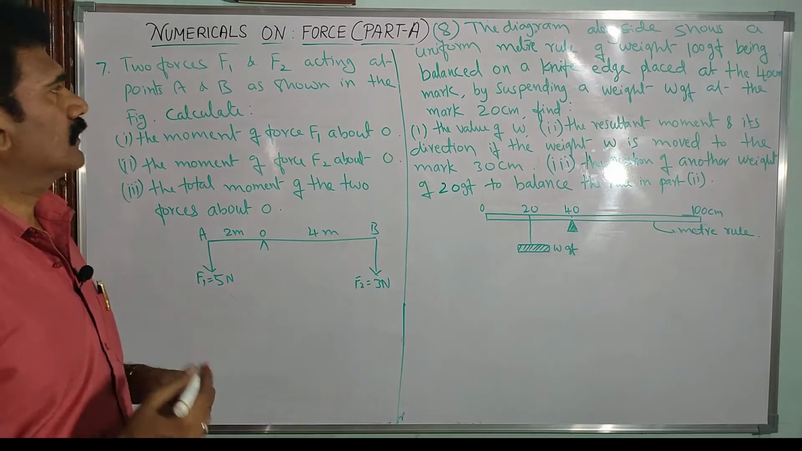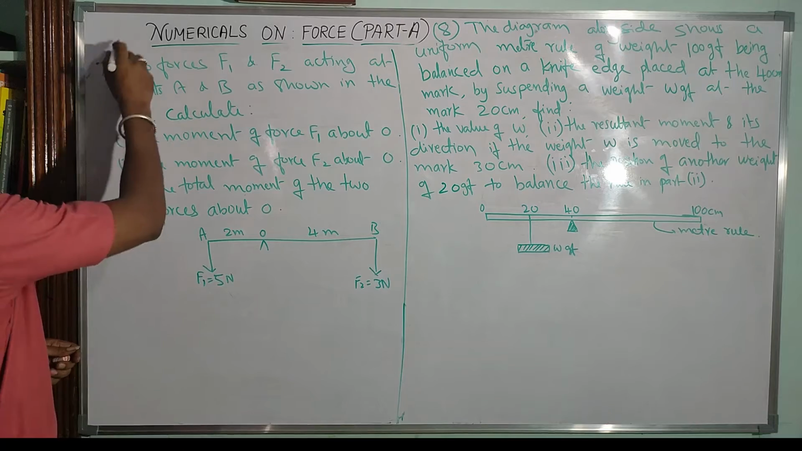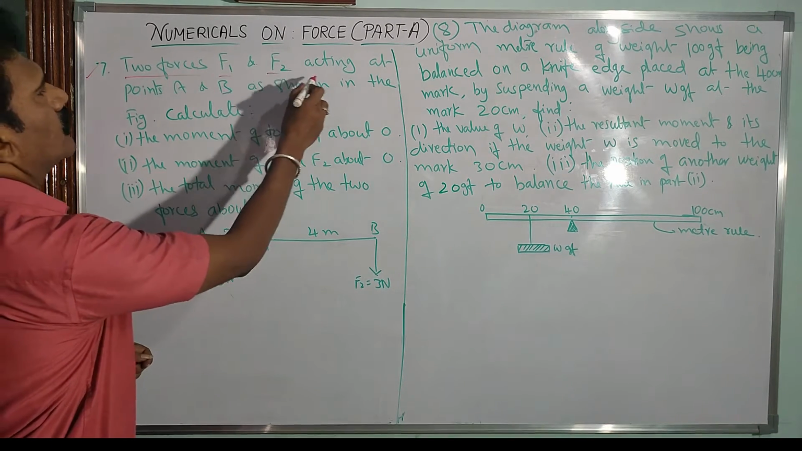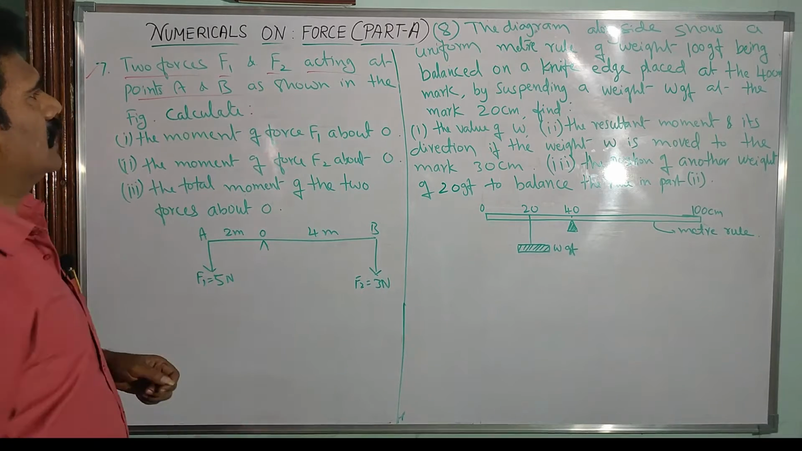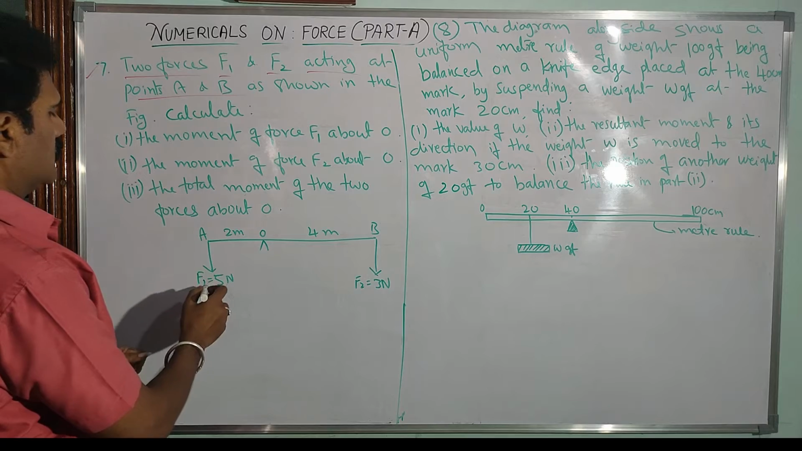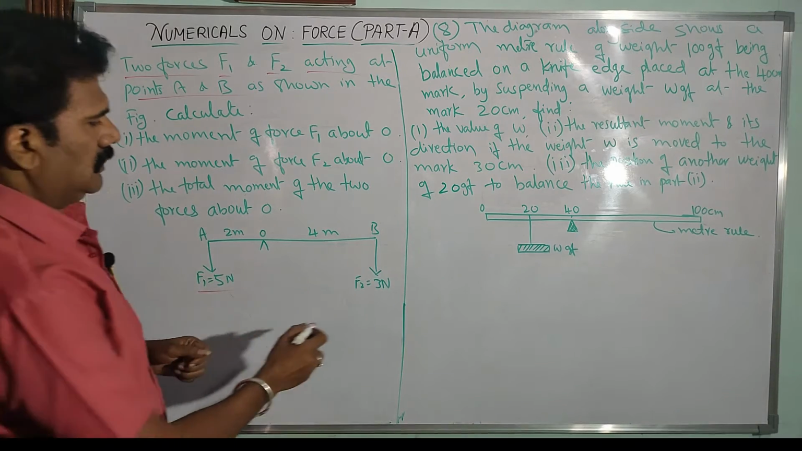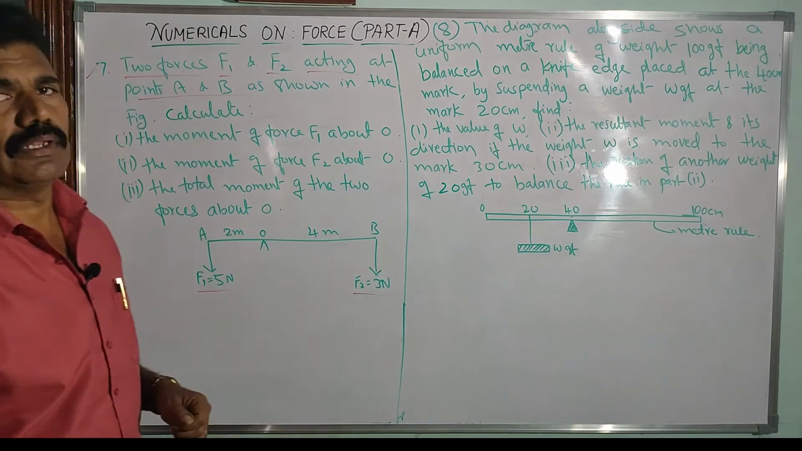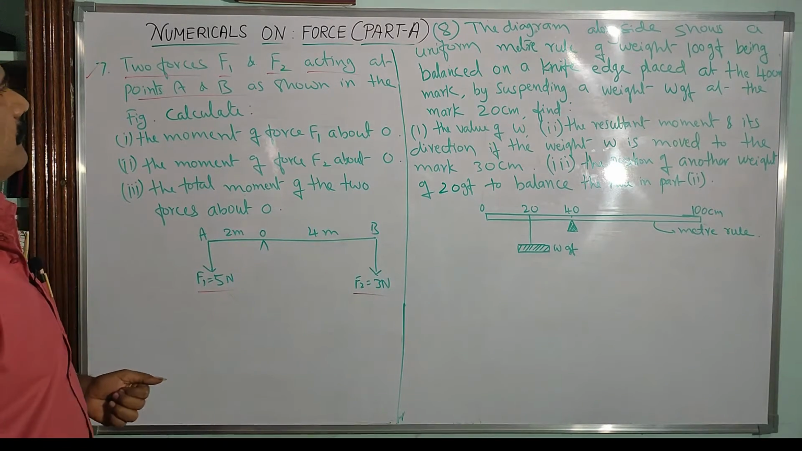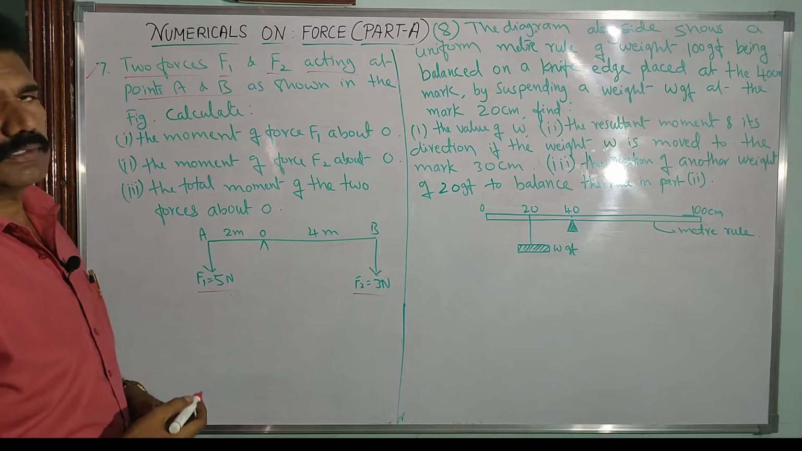Now look at the next problem, problem number 7. Two forces F1 and F2 act at points A and B as shown in the figure. So there are two forces, F1 is equal to 5 Newton and F2 is equal to 3 Newton, acting at the points A and B in the downward direction as shown in the figure. Now what is to be calculated in this problem?